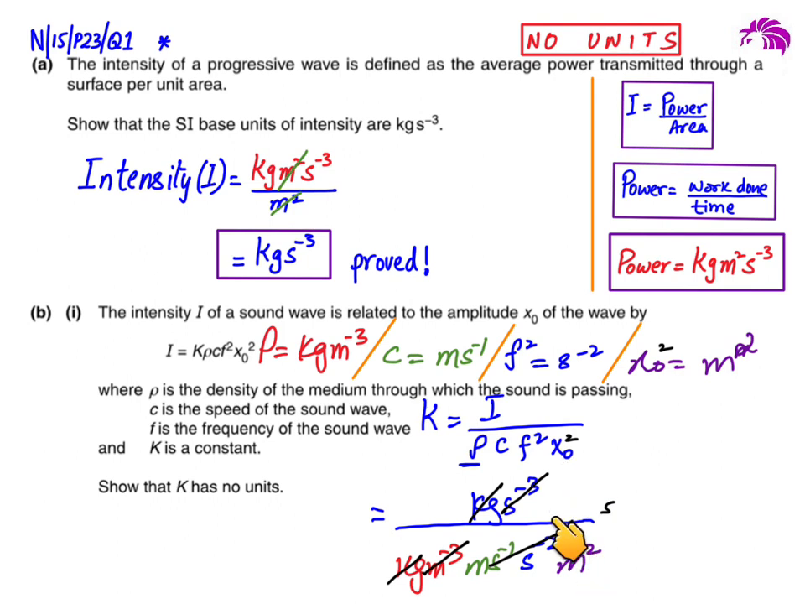m squared. So kg gets cancelled with kg, s^-3 with s^-3, and s^-1 and s^-2 become s^-3. So this gets cancelled with the s^-3, and then you have m and m squared, which we cancel out as well, and finally we are left with no units.